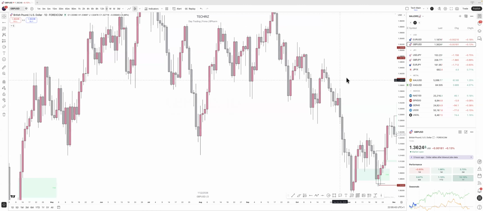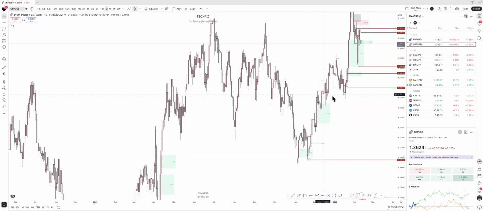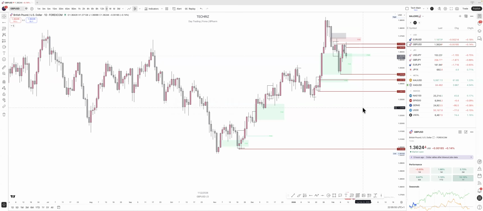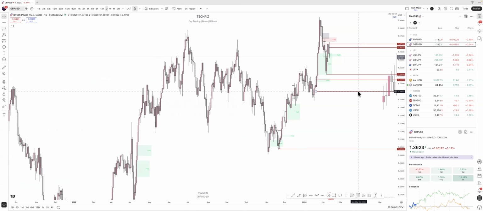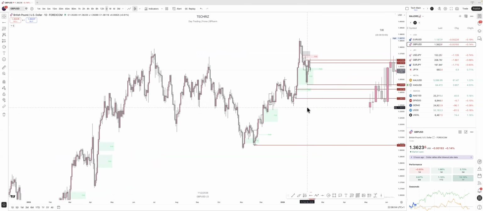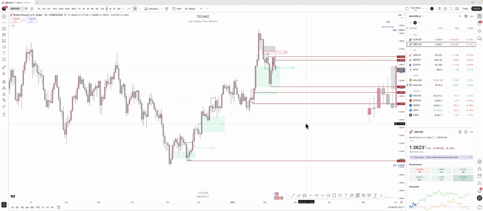And please make sure you're taking everything into context. It's not that when you see a range, you just rush and start selling. It just gives you the bias of what to do. Don't just see a range and jump into it. You'll get burnt.